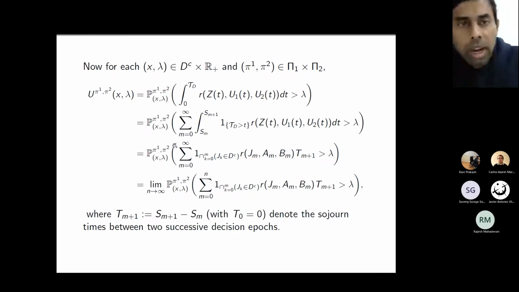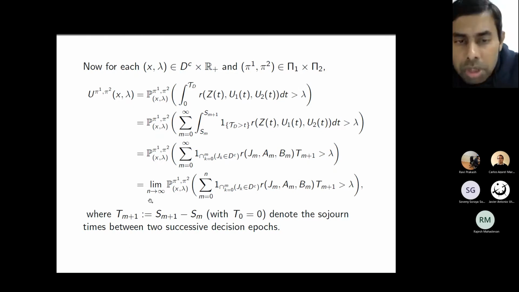Fine. Now, again, remember, this is the performance criterion. This we have written down in a slightly different manner. That is why, so this 0 to tau D, we have broken it from jump to jump. Why we have done that? Because in between jumps, the state is constant. So we can write it in this way, and then again, just by using the continuity property of probability, this just becomes limit n going to infinity probability of this.